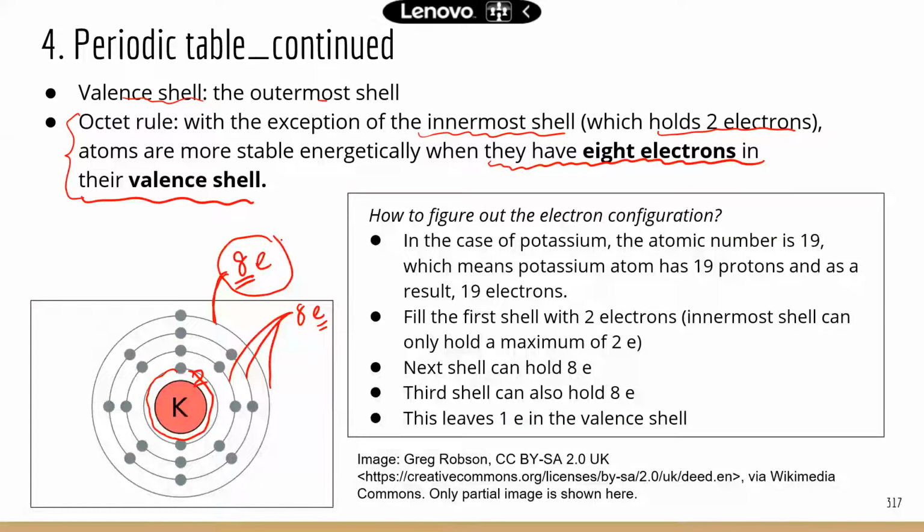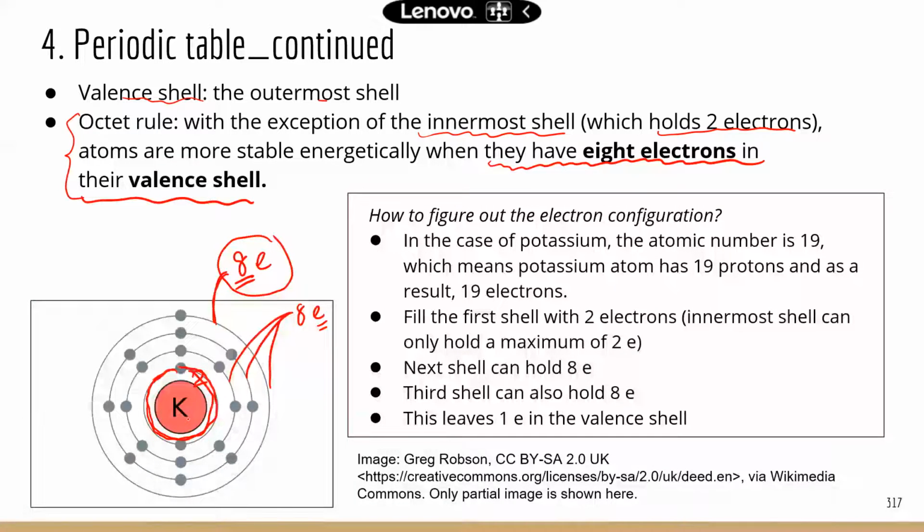But what if there's only 1 shell? The only 1 shell now counts as the valence shell, right? So it can't hold up to 8. It can only get to 2 electrons at maximum. So how does the rule work?